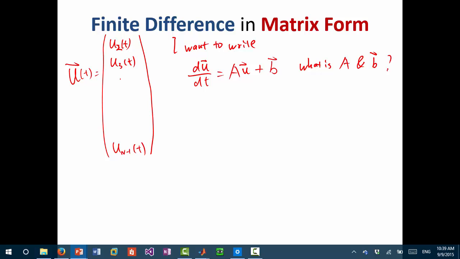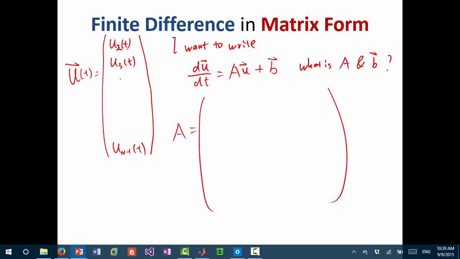So my solution u is a vector of length n minus 2, right? So n is the total number of grid points, minus 2 because I don't need to solve for the 2 boundaries. What is the matrix A like? What is the shape? Yes? Tri-diagonal matrix. It's an n minus 2 by n minus 2 matrix, and you are saying it has 3 diagonals. That's exactly correct. Because the time derivative at every grid point only depends on the neighboring 3 grid points, except for the 2 boundaries, which only have 2 non-zero entries.